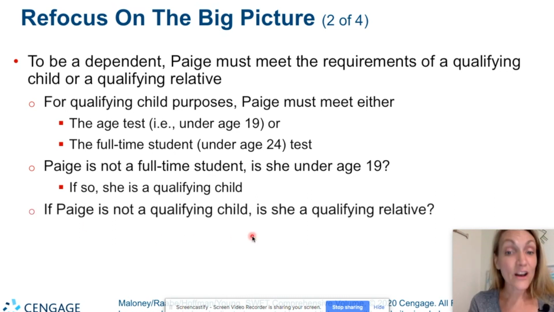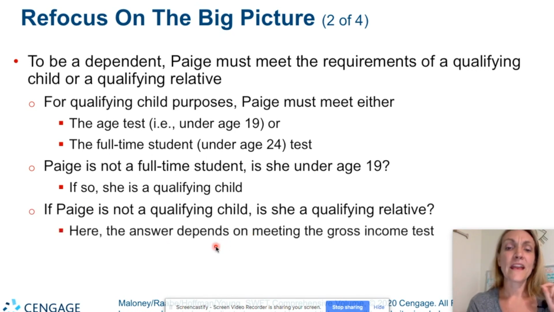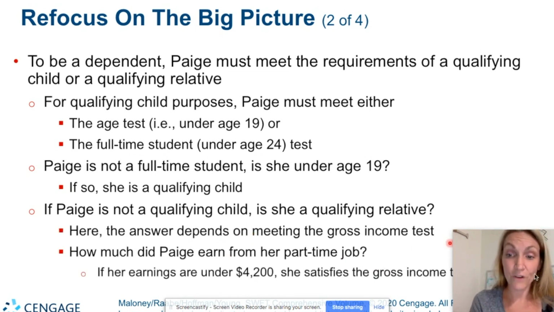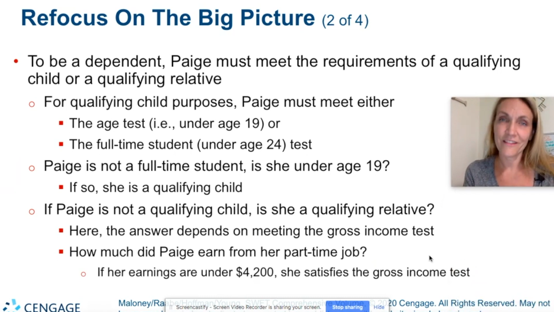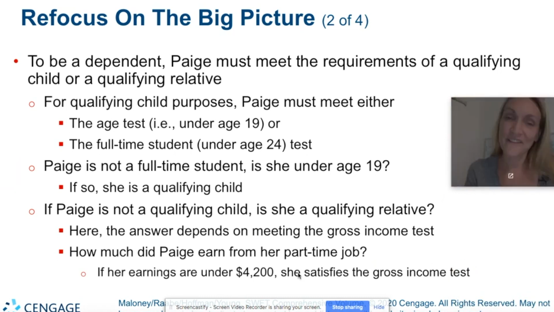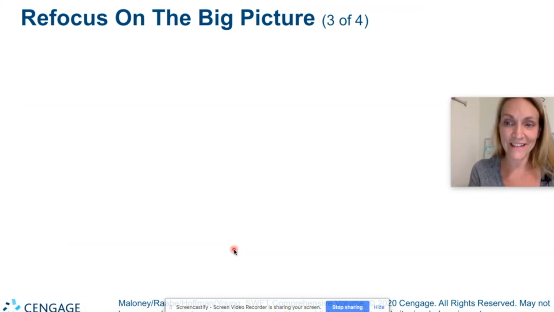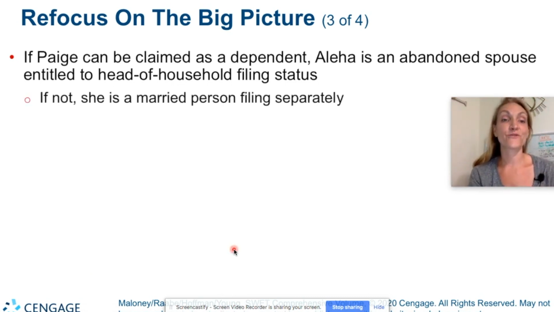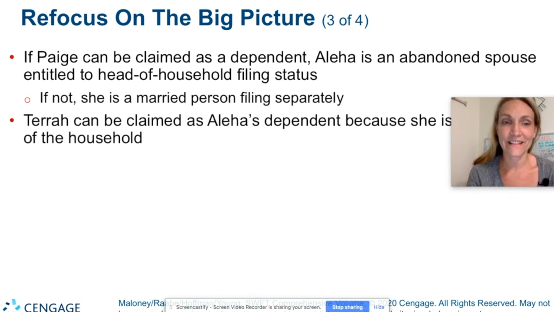If Paige is not a qualifying child, though, could she be a qualifying relative? Here, the answer depends on the gross income test, right? How much did Paige earn from her part-time job? If her earnings are less than the personal exemption amount, which we no longer have, of $4,200, then she satisfies that test. All right, if Paige can be claimed as a dependent, then A is an abandoned spouse entitled to head of household. If not, she's married, filing separate.